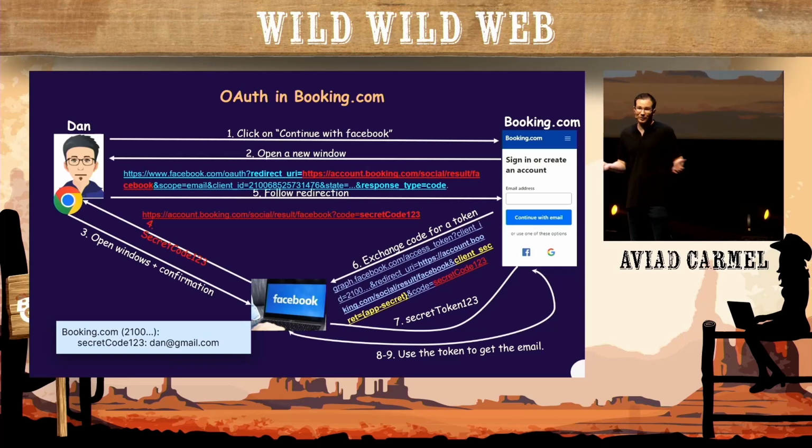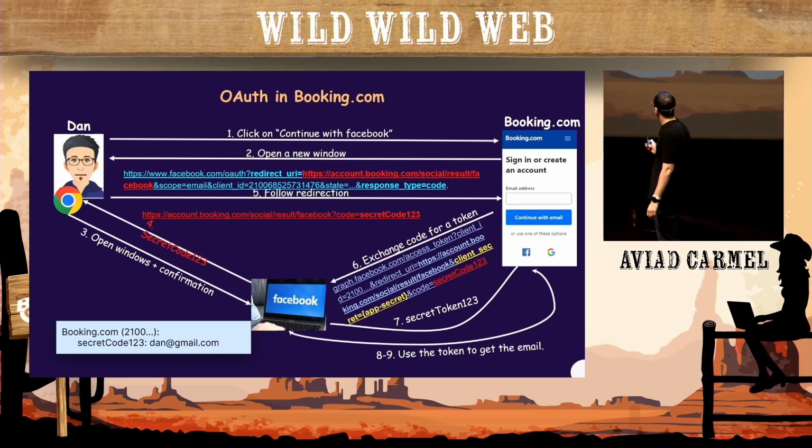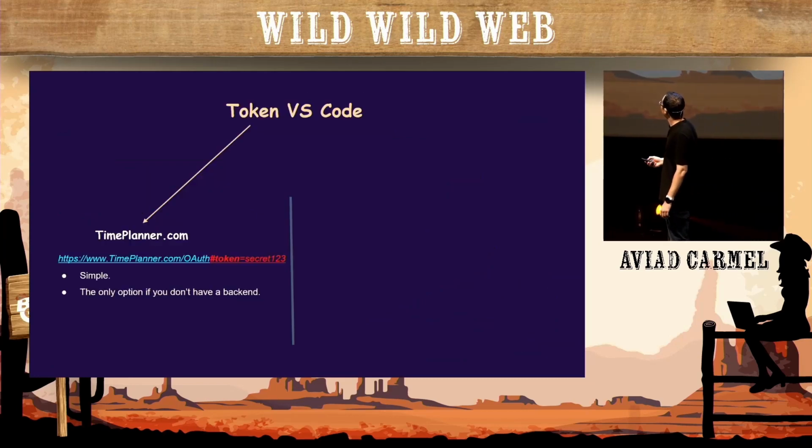And the answer is security. Because if an attacker, for example, steals the code, it's really impossible to exploit because the attacker can't exchange the code for a token, because only Booking can do it. For exchanging the code for a token, there is a client secret that only Booking has. So it's more secure. Now let's summarize it.